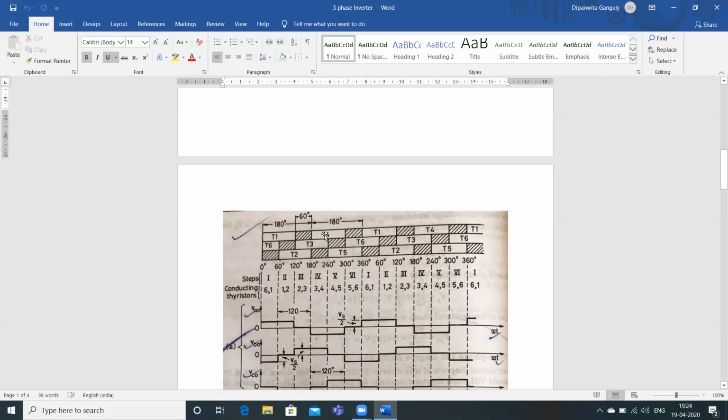Then T4 will start from the beginning of T1. After 180 degrees, T4 will start to operate. Then T4 will conduct for 120 degrees. Next 60 degrees is off. Then from the starting of T4, T1 will start after 180 degrees. So this way it will continue.